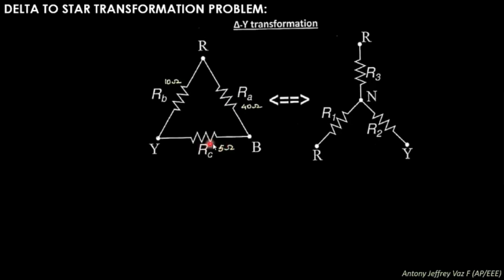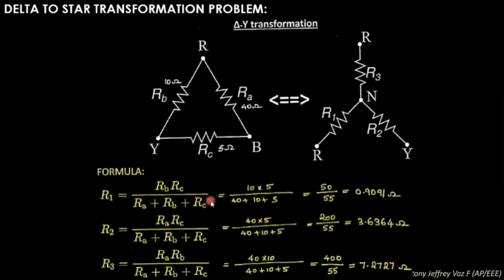You can use the formulas to convert the delta connection into star connection. Write the formula for R1: RB RC divided by RA plus RB plus RC. Substitute the values. RB is 10 ohm, RC is 5 ohm, that is 10 into 5, divided by RA plus RB plus RC, which is 40 plus 10 plus 5, that is 50 divided by 55, which will give you a value of 0.9091 ohms, which is the R1 value.